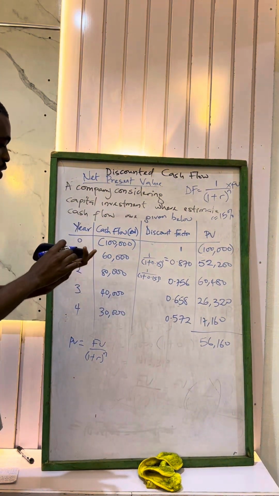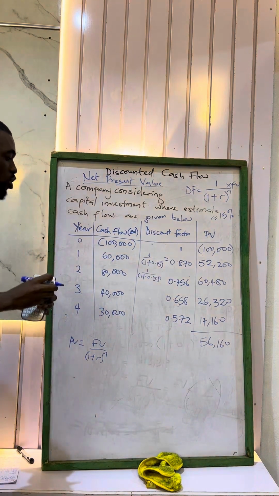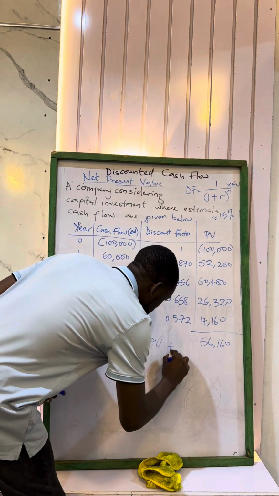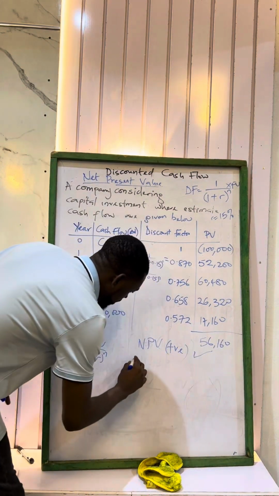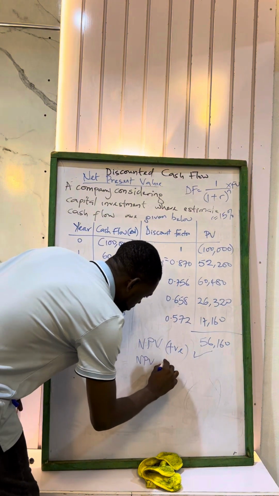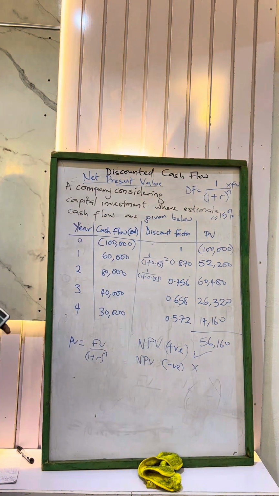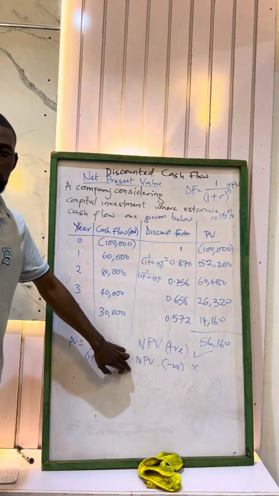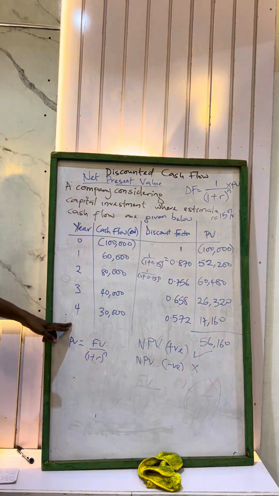So when do you accept the investment, and when do you reject the investment? When your NPV is positive, you accept. And when NPV is negative, you reject. It means that if your NPV is negative, you won't get your capital back. After all this stage, you won't get your capital back.